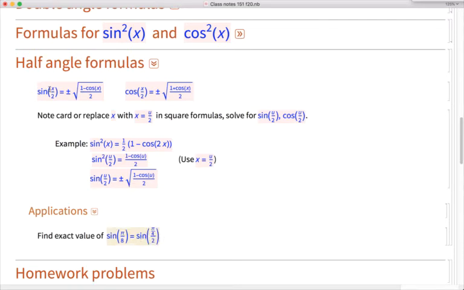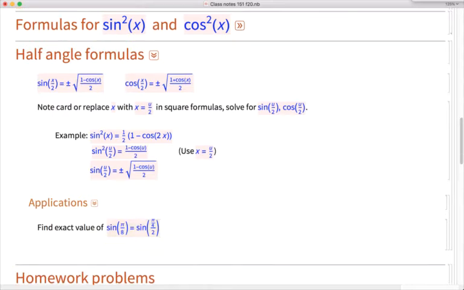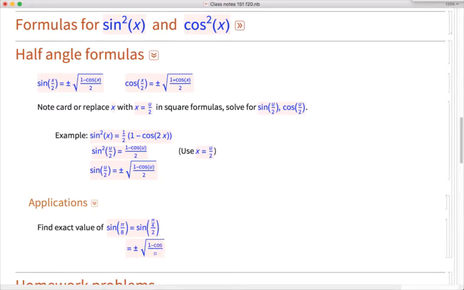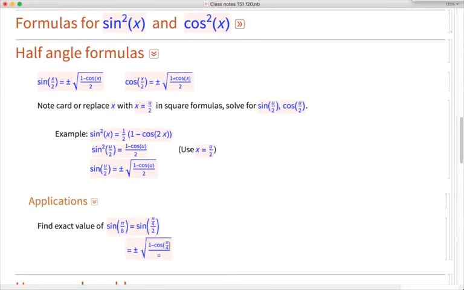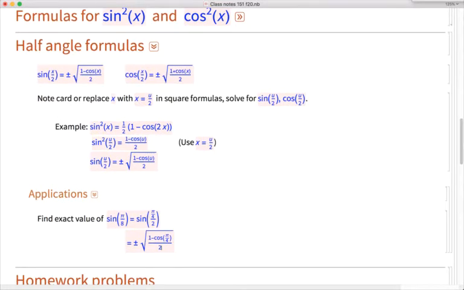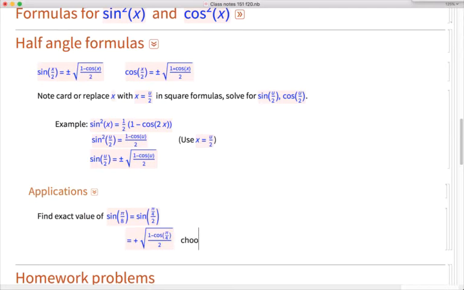So we're using the formula for sine x over 2. So that is going to equal plus minus the square root of 1 minus the cosine of pi over 4, aha, an angle we do know, divided by 2. And it is up to us to choose the correct sign. And the correct sign here is positive, since pi over 8 is in Q1.